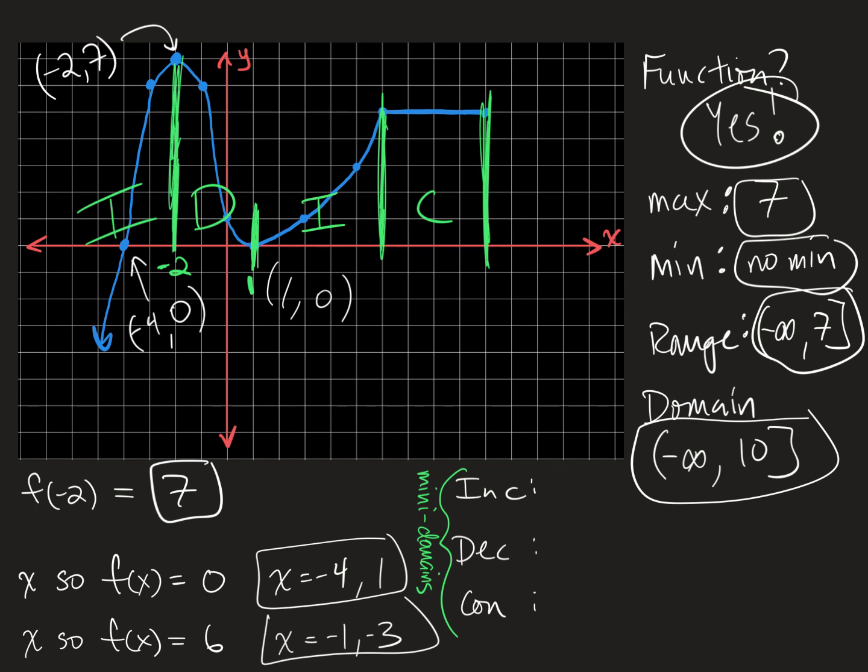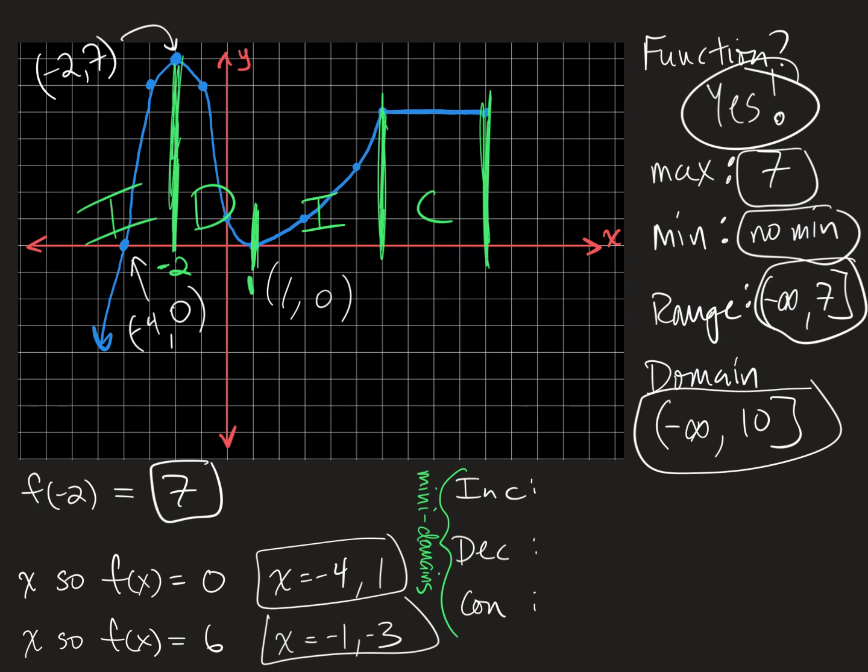So how do you do this? You write down a few intervals. All right, so you do it like little domains. How far left does this go? Well, forever left. When does it stop increasing? Well, -2. When you're doing intervals for increasing, decreasing, and constant, always use parentheses.